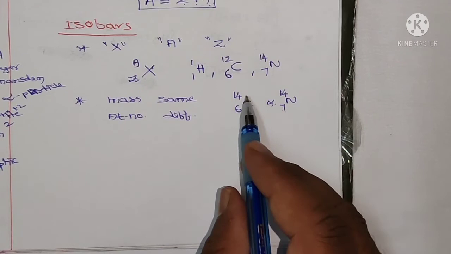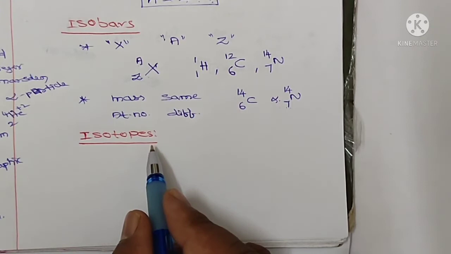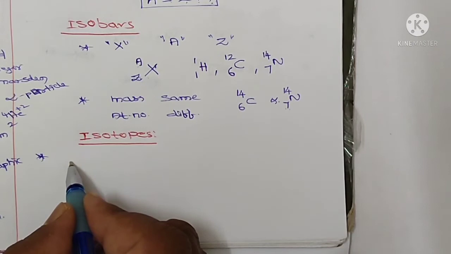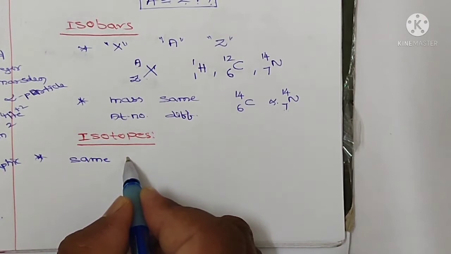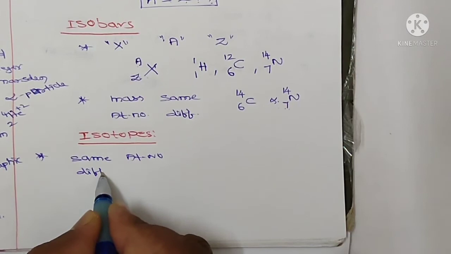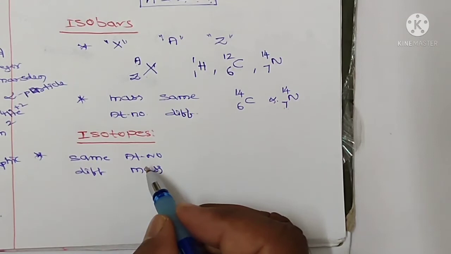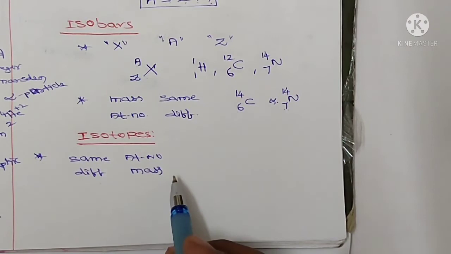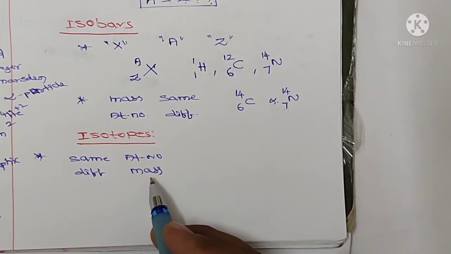Next one, isotopes. Atoms with the same atomic number but different mass number are called isotopes, due to the different number of neutrons.